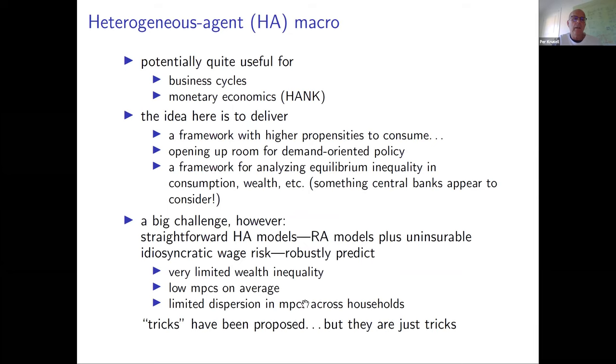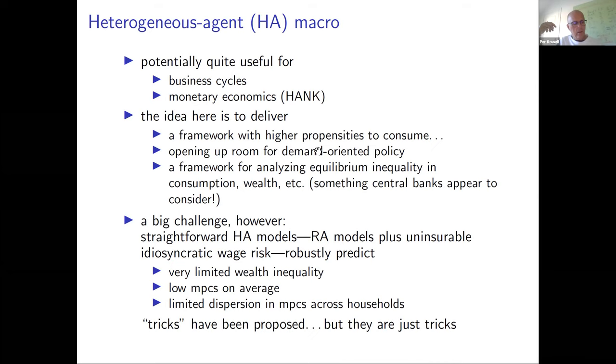Heterogeneous agent macro is potentially very useful in many ways. For business cycles and monetary economics, you all know the acronym HANK by now, which isn't mine, but that's marrying New Keynesian with heterogeneous agents. The idea here is to deliver a framework with higher propensities to consume on average.